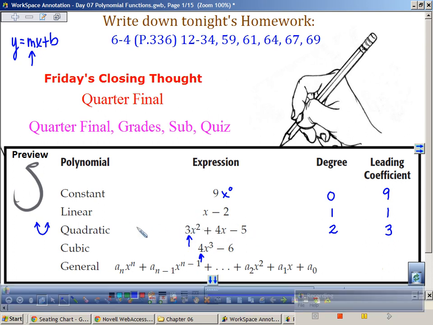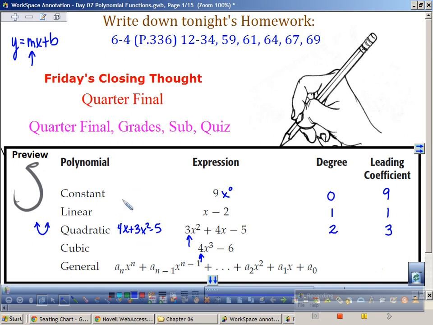For instance, would you write this one like this? 4x plus 3x squared minus 5. Would you normally write it like that? No. Right? You would put that x squared in front because that is the greatest degree exponent. Correct? That degree right there, that x squared, tells me what that graph's going to look like. It's going to be a U. The 3 in front of it tells me that it's going to be a skinny U.